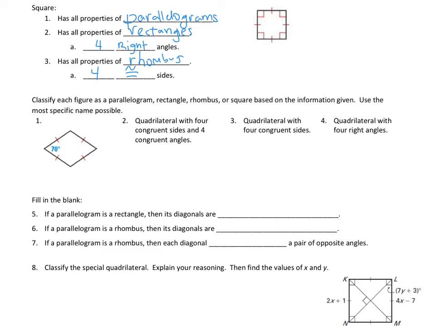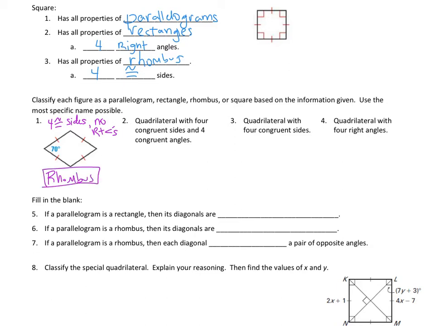So with this first one, with number 1, we see four congruent sides. And because they tell us that it's 70 degrees for that angle, we do not have any right angles. So because there's no right angles, but we do have four congruent sides, this would be a rhombus.